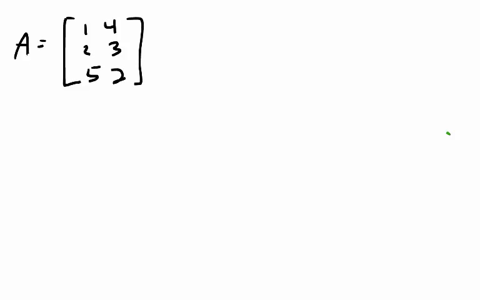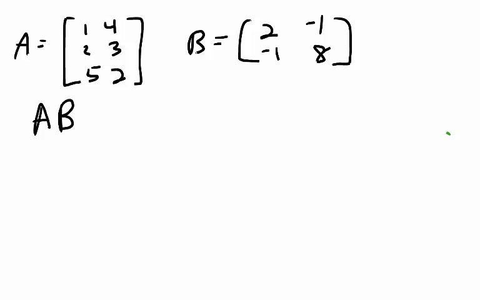Let's consider the following matrices. Suppose I have matrix A, which is a 3 by 2 matrix whose entries are 1, 4, 2, 3, 5, 2. Suppose I have matrix B, which is a 2 by 2 matrix, and the entries are 2, negative 1, negative 1, 8. I'd like to find the matrix product A times B.